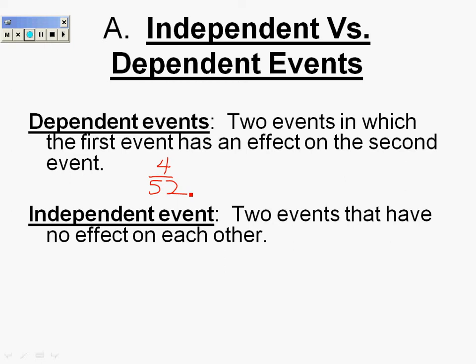Now I'm going to do another one. I'm going to keep that ace, put it in my pocket, whatever. And then I'm going to draw another card. What are the chances of that one being an ace? 3 out of 51. There's only 3 aces left and a total of 51.